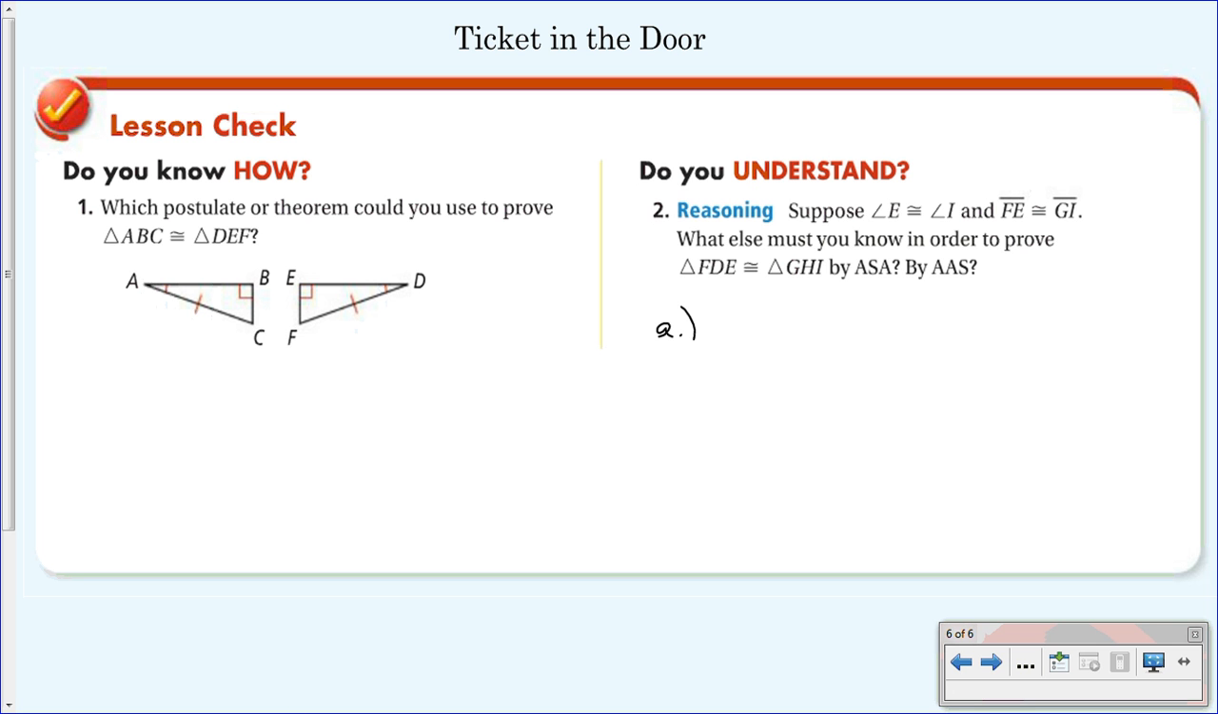So number 2 is really a 2-part question. You're going to have an A, which is proving it by angle, side, angle, and you're going to have a B, which is proving it by angle, angle, side. So good luck with this. Make sure you come tomorrow ready to bust out some problems on angle, angle, side. All right, see you tomorrow.